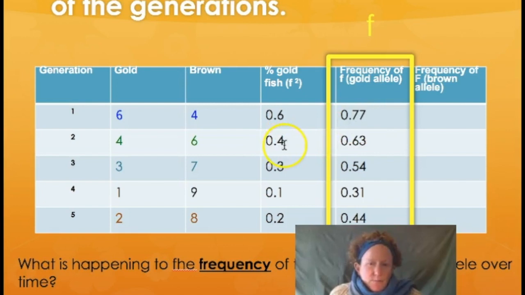I took the square root of 0.4, I got 0.63. I took the square root of 0.3, I got 0.54. And you can see all of the calculations I did here.